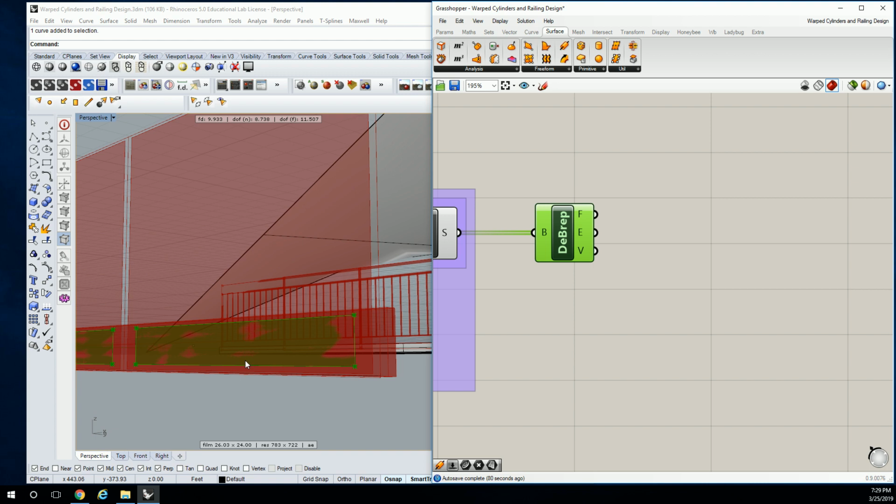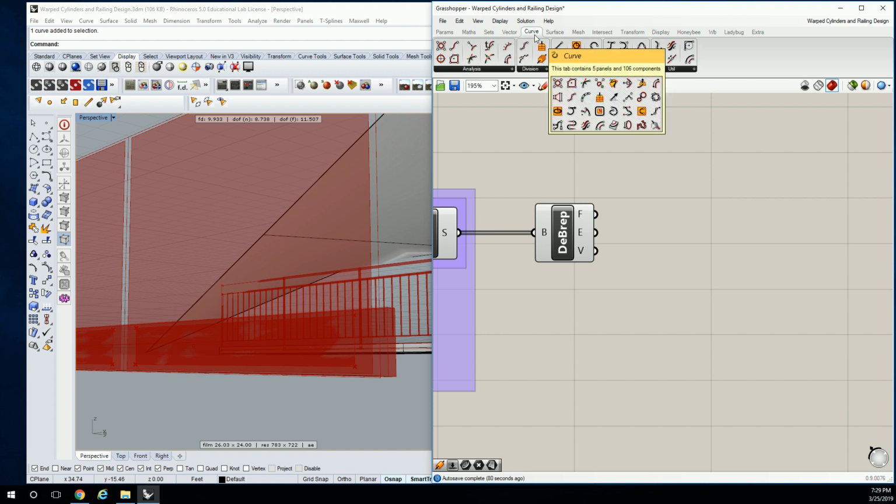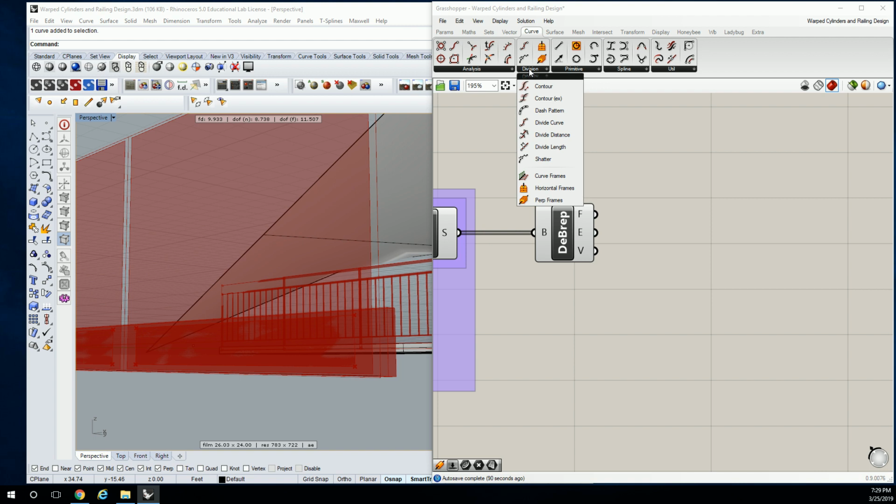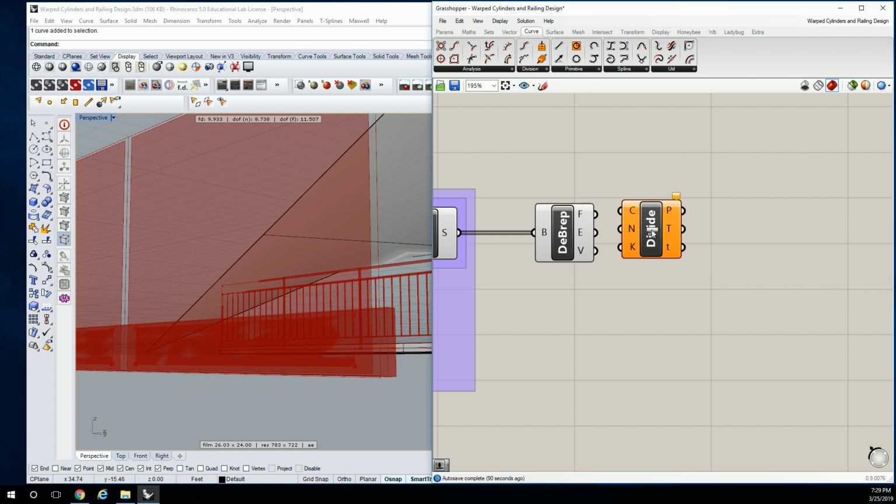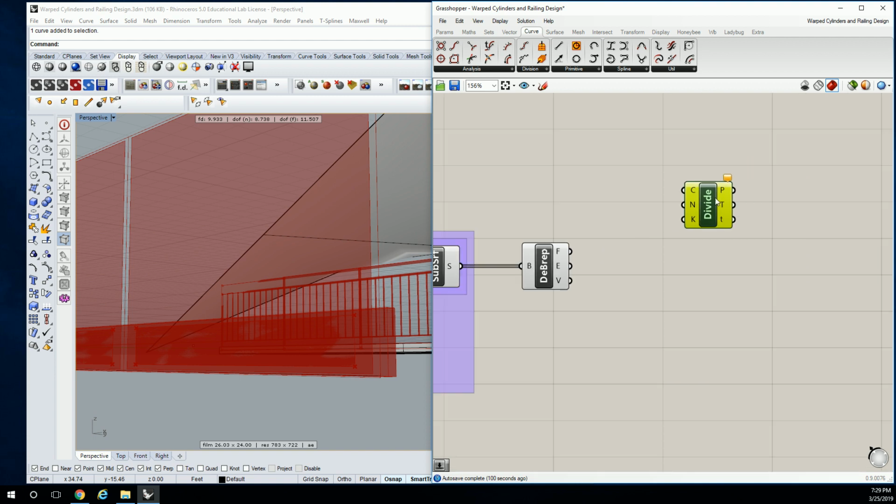The edges. Thank you. So edges are found under curve, and you go to division, and I'm going to show you two ways of doing this. I think you guys are going to like it. So there's a division, which is going to divide a curve, right? And then we're going to go to edges.